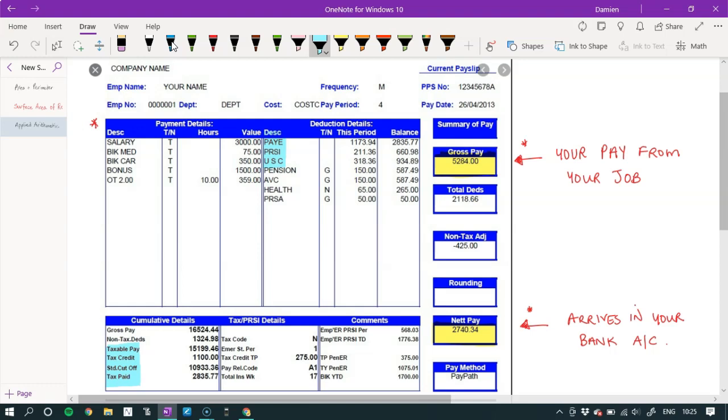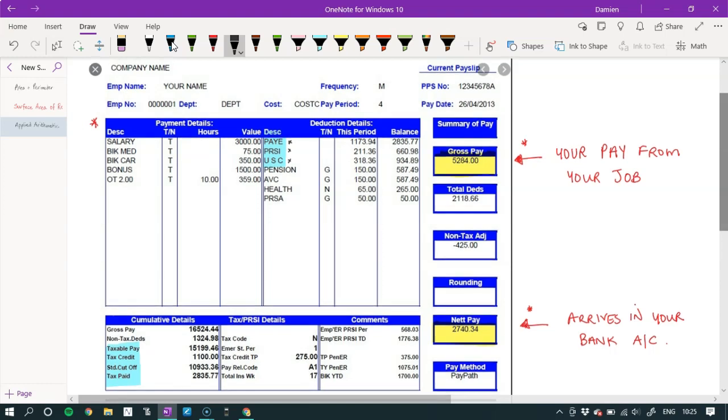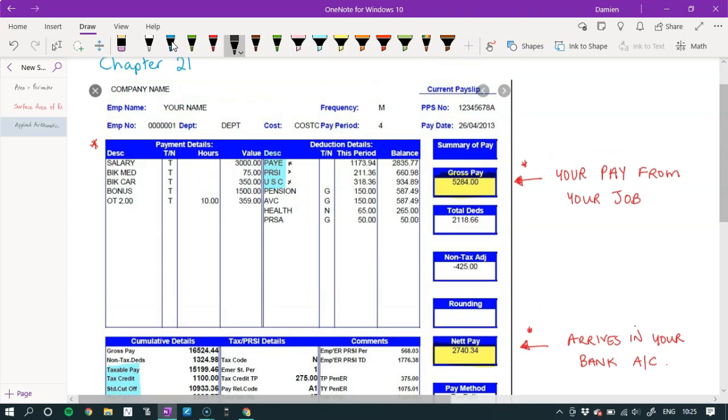The first thing we're going to start with is the ones up at the top, which is PAYE, PRSI, and USC, and we're going to see what each one of these means. So we're going to start with PAYE. What I'll do is rub this out and we'll have a look at it here on the side.